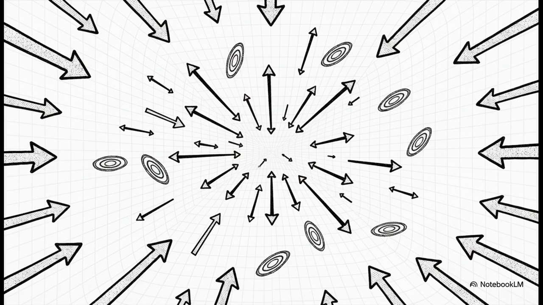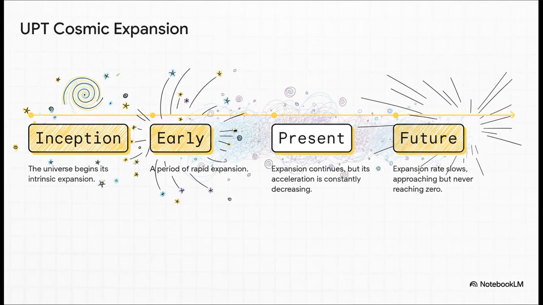There's no extra force. Instead, the vacuum of space itself has a built-in fundamental tendency to expand. It's just what it does, naturally. And this leads to a huge prediction that just flies in the face of the standard model of cosmology. Right now, we think the universe's expansion is speeding up. But UPT predicts the exact opposite, that the universe is always expanding, sure, but the rate of that expansion is constantly slowing down. It'll never stop completely, but it's always decelerating.